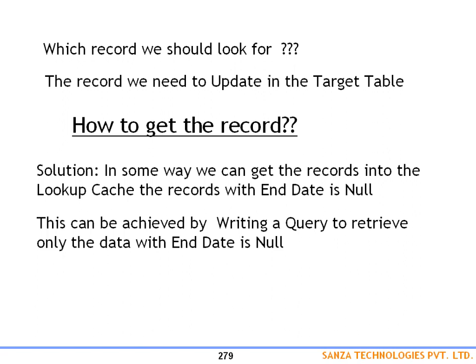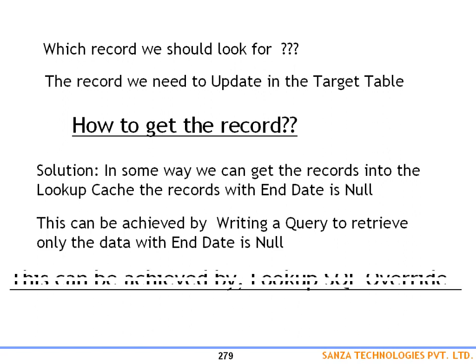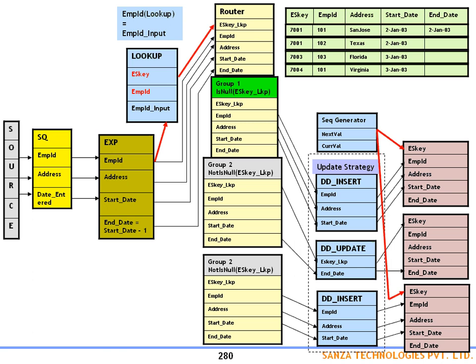Because we are getting multiple records for the same employee. Then which record is to be updated? We cannot identify it. So take only the records which have end date is null. We will write it in the lookup SQL override. Now assume that we have written an SQL override, that is, select employee surrogate key, employee ID from dimension employee table where end date is null. That will be written in the lookup transformation.